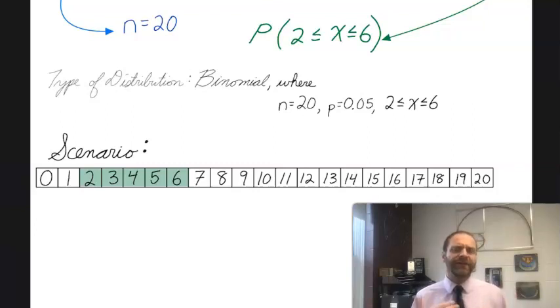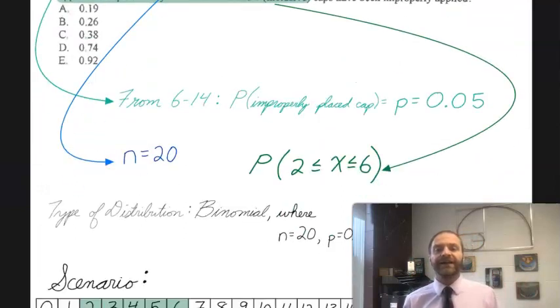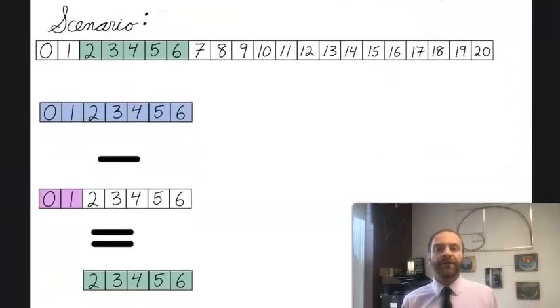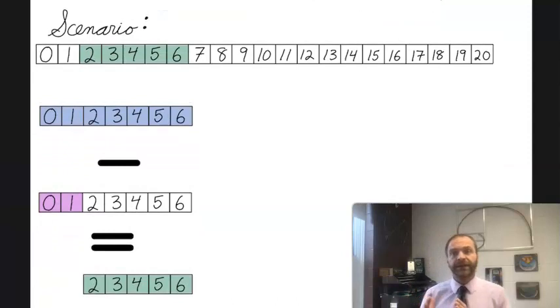What I can do is think of it very similar to how we've dealt with normal distributions when we had between two numbers. We're going to find the area, or the probability, to the left of 6. Then we're going to subtract the area to the left of 1. That will give us the 2, 3, 4, 5, 6 area, or the probability. So I'm going to find the probability of less than or equal to 6, then the probability of less than or equal to 1, and subtract those. That's going to give me the probability between 2 and 6 inclusive.